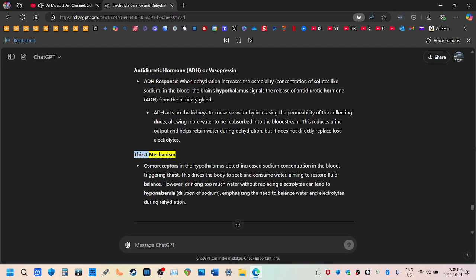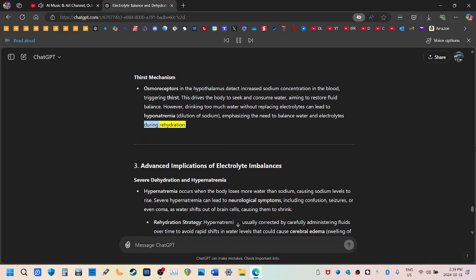Thirst mechanism. Osmoreceptors in the hypothalamus detect increased sodium concentration in the blood, triggering thirst. This drives the body to seek and consume water, aiming to restore fluid balance. However, drinking too much water without replacing electrolytes can lead to hyponatremia, dilution of sodium, emphasizing the need to balance water and electrolytes during rehydration.